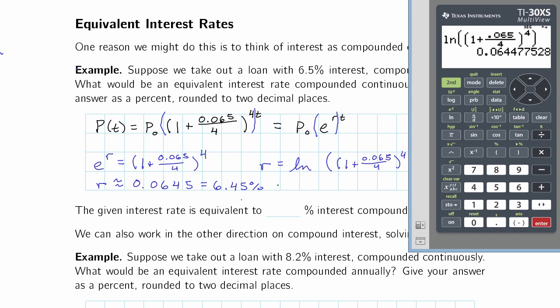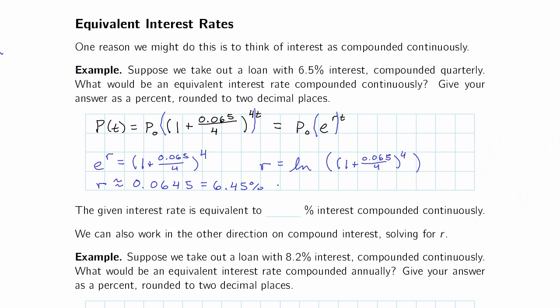That makes sense, right? If we keep this interest rate the same and compound more often, we get more interest. So if we want to write an equivalent where we'll compound more often, the effective interest rate will be lower. So 6.5% compounded quarterly is equivalent to 6.45% compounded continuously. And what do we mean when we say they're equivalent? We mean that after the same number of years, they give the same amount of interest.